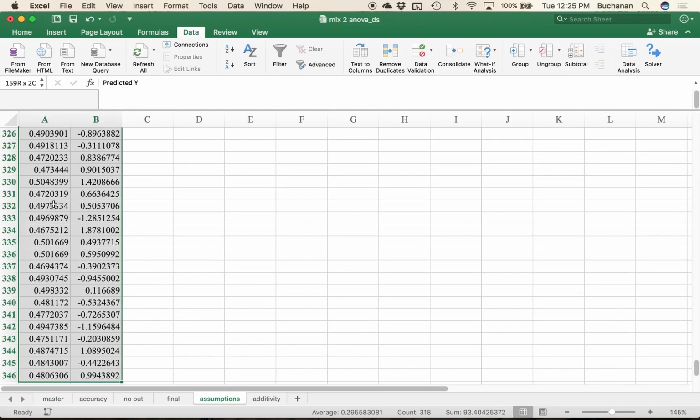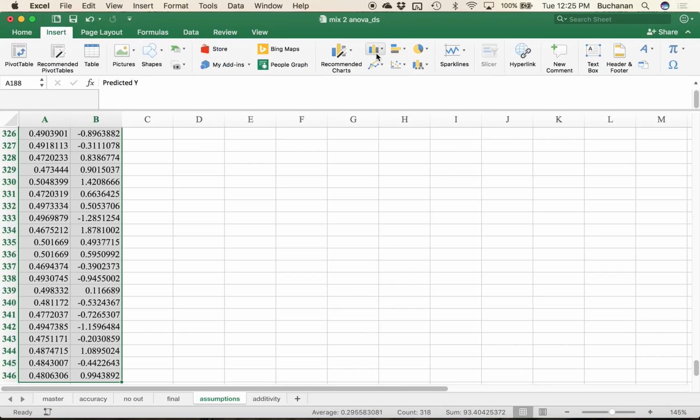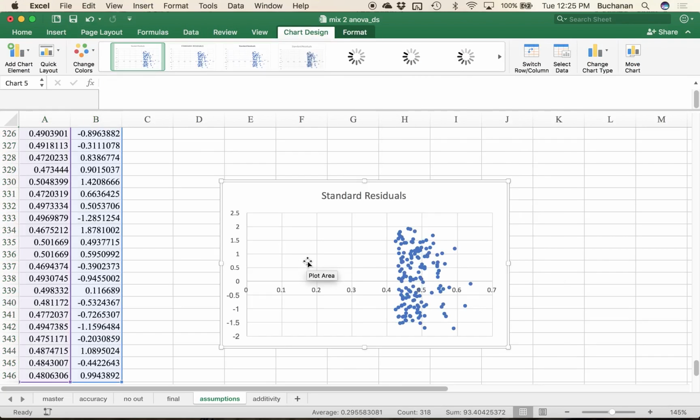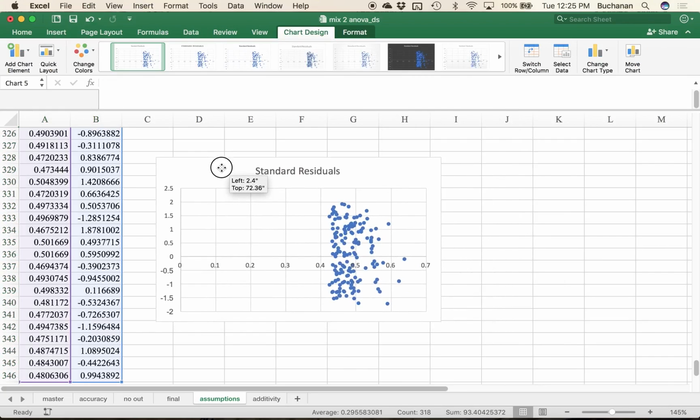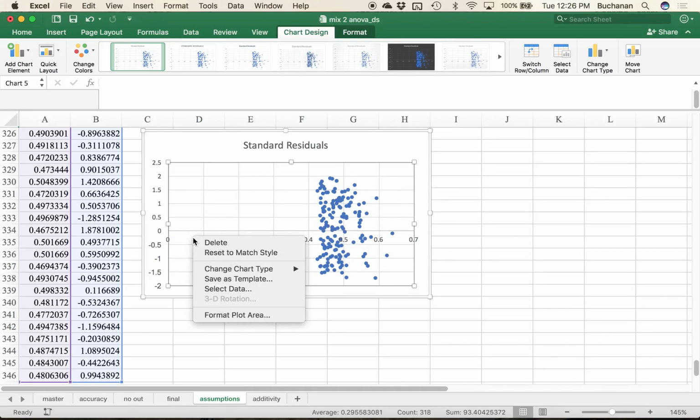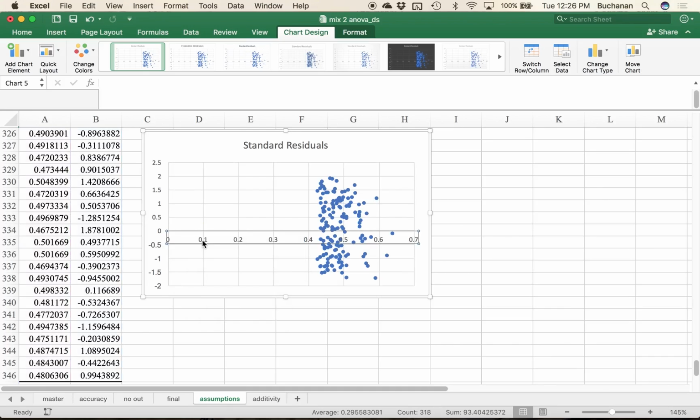I'm gonna highlight all of those. Go to insert. Oop, not a chart, bar chart, sorry, a scatter plot. Okay. And that gave me my standardized residuals here versus y. So I'm not entirely sure why the y-axis here is being so odd. I'm sorry, this is the x-axis. So what I could do is format that x-axis.